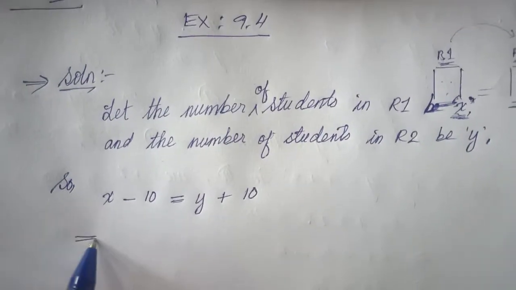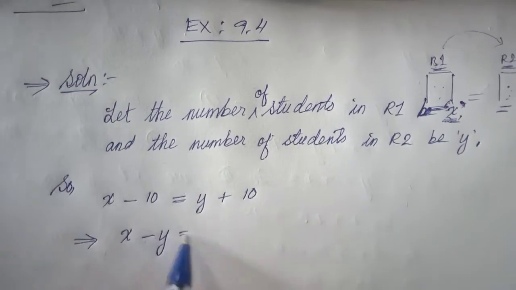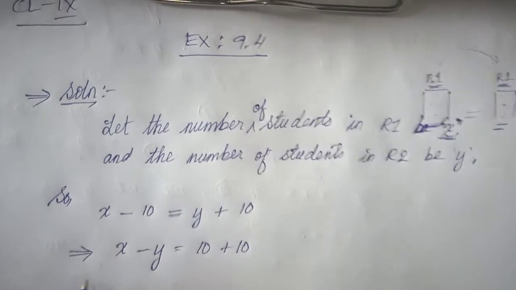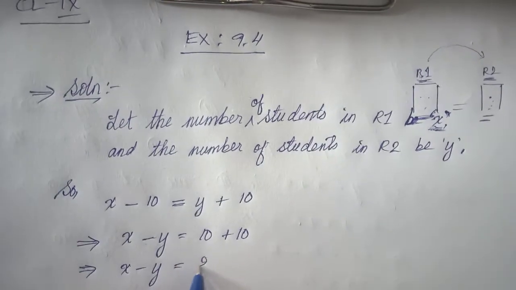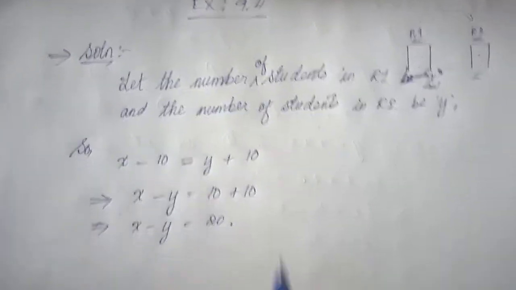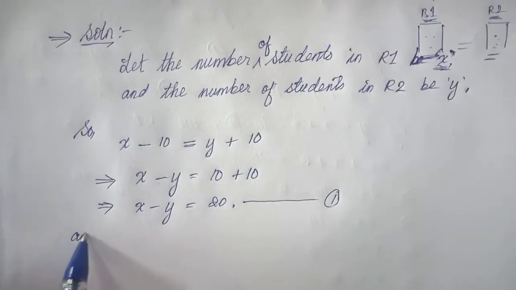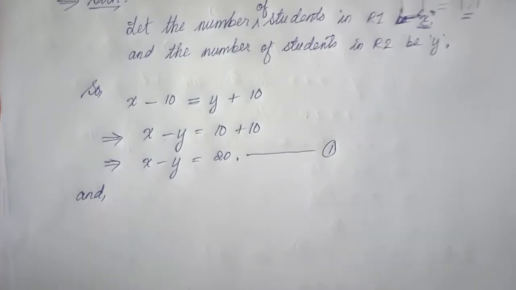So we will arrange this equation. x minus y is equal to 10 minus 10 is plus 10, which is x minus y is equal to 20. Okay, so this is our first equation. So we will look at the next equation and try to figure it out.